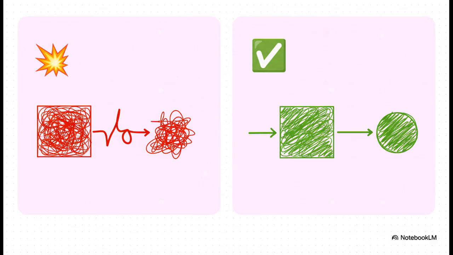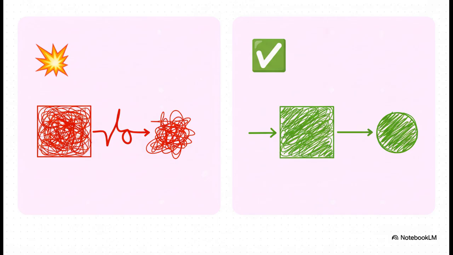Let's see what this looks like. On the left, we've got an impure component. It's causing chaos because it's reaching outside of itself and changing some other variable. The results are totally unpredictable and buggy. But the one on the right, that one's pure. It only uses the data it was given directly. Its output is completely predictable, reliable, and correct.